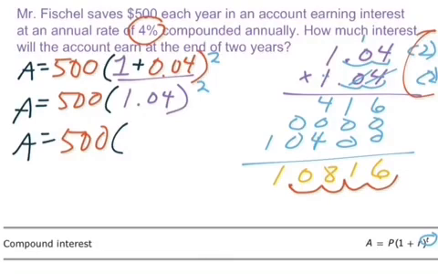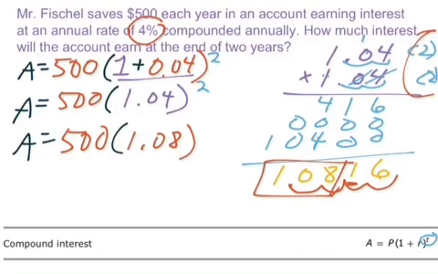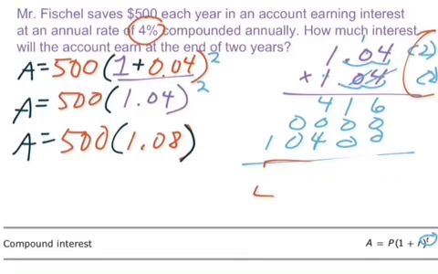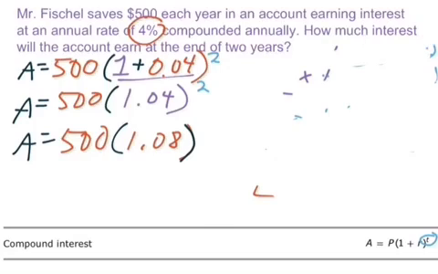It's 1.0816, which is kind of large. I could probably just do this as 1.08 and just leave it like that, 1.08. There's a 1 here, so I can just leave it like it is. So my last step is just to take 500 and multiply it by 1.08 to get my answer here for the compound interest.